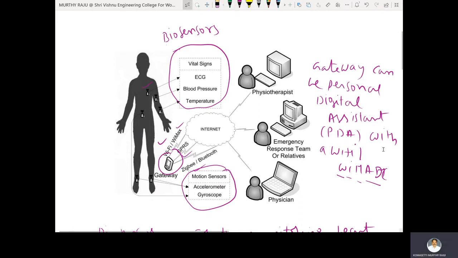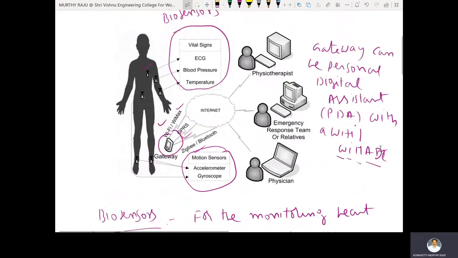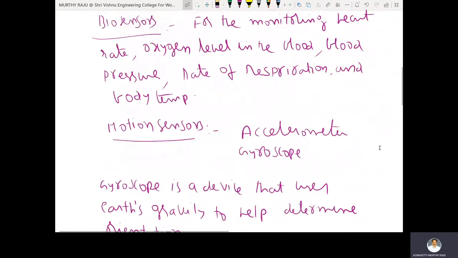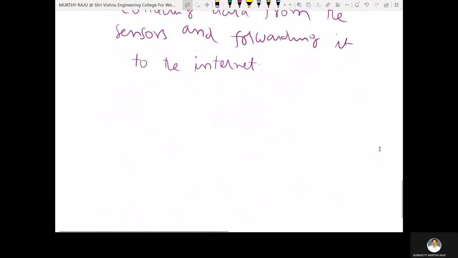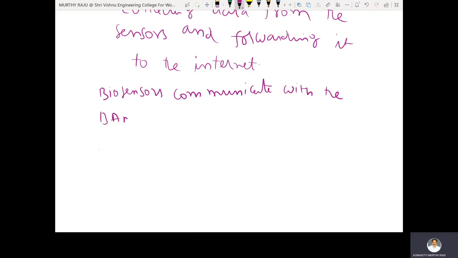These are some important points related to body area network. Next one. Biosensors communicate with the body area network controller or gateway.